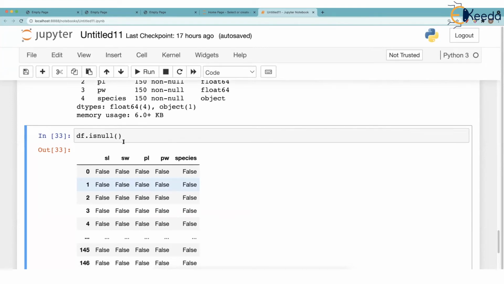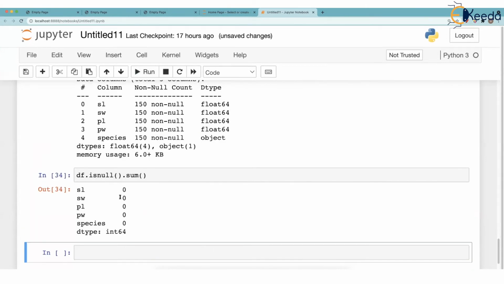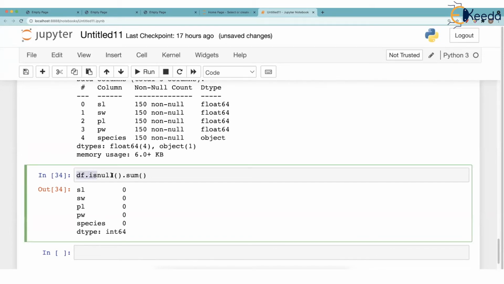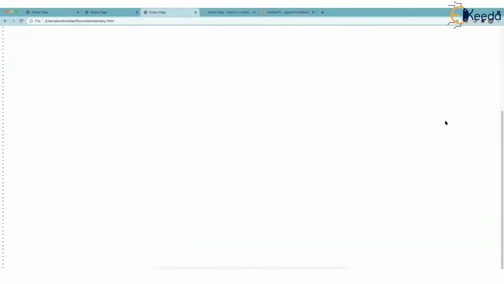Correct? So can we do something like this? Dot sum, I will say. Dot sum. Now this looks quite good. First of all, df.isNull. Just be careful. Relax. df.isNull. What does it do? Go to the empty page.